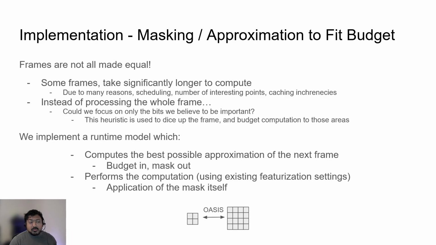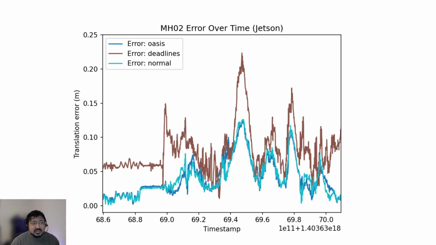And we implement this as a runtime model where we figure out what the best possible approximation of the next frame will be given the budget we have, and we produce a mask that we think will contain interest points that are relevant right now and hopefully in the future as well. And we perform this computation. And here are some results. This is a bit cherry picked because this is the best one, but even though we're showing a roughly 50% improvement here, this result is averaged about 13% across the entire data set.